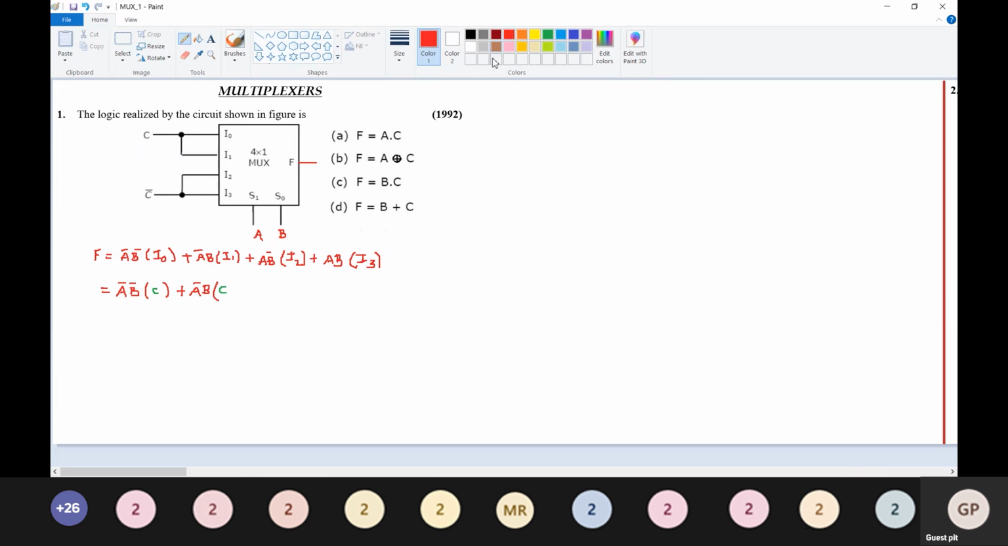Next, plus A B dash into I2. I2 here is nothing but C dash. Plus AB into I3. I3 is also equal to C dash.